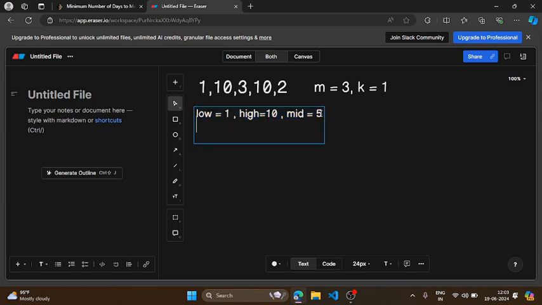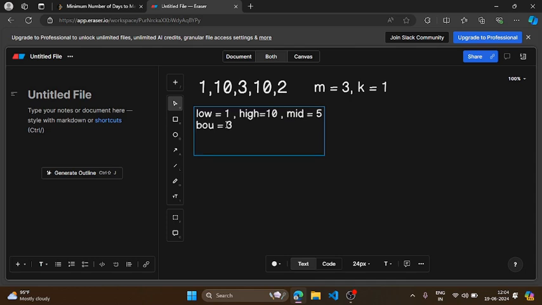So now I will check for day 5, right? On or before day 5, how many flowers have bloomed, I have to check that only, right? So before day 5, this is the flower, this is the flower, and this is the flower. Only 3 flowers are there. Okay, so now let's consider this particular mid, which is 5. Now I'm saying on day 5, I have to count the number of bouquets I can make, right? So here you can see we could make only 3 bouquets.